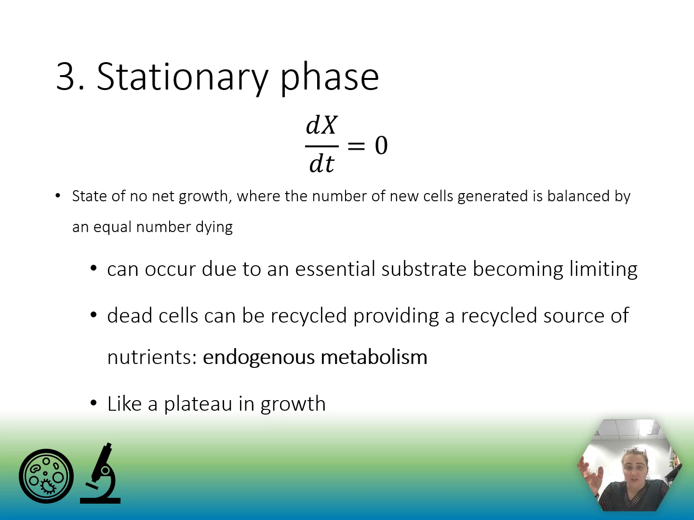Third phase is called the stationary phase. This is when there is no net state of growth. So dx/dt is equal to 0. There's no change in the number of cells over time. So this is basically the plateau on top of that sigmoidal curve.